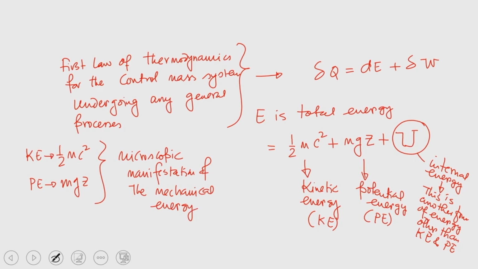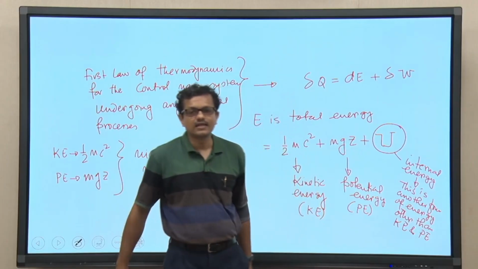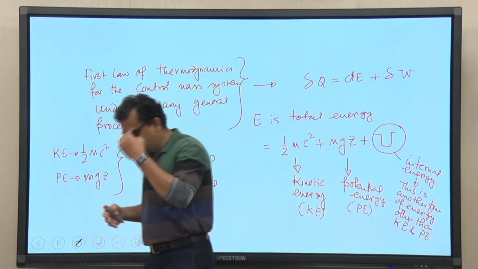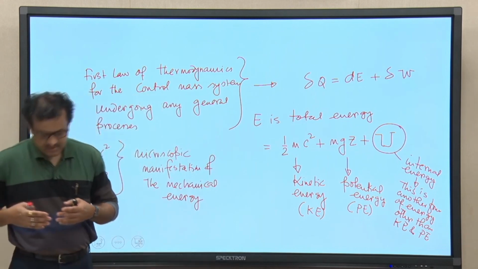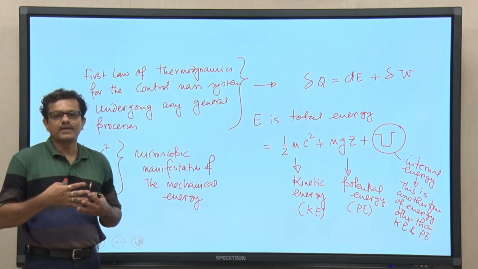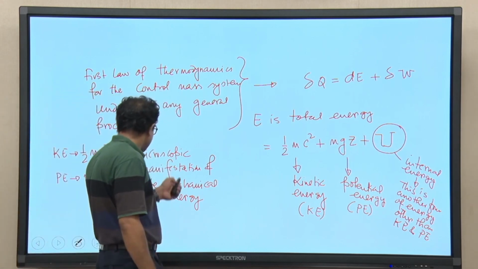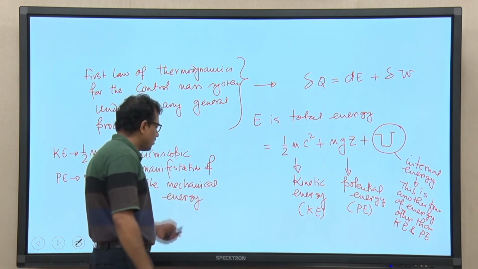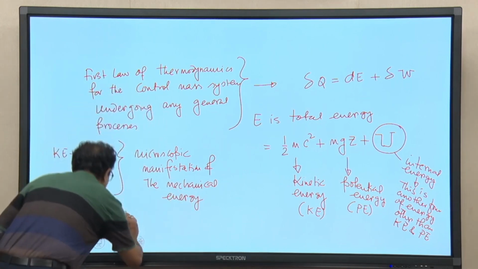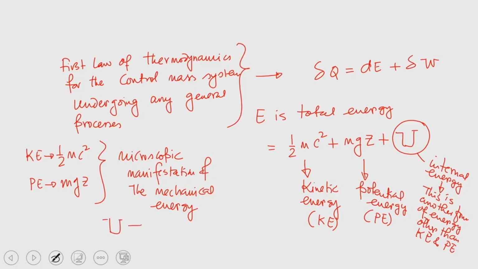Whereas this fellow is internal energy, and that is nothing but the intermolecular form of energy due to the molecular rearrangement. I will give you an example. So, this is the microscopic manifestation of the mechanical energy, whereas this U is the intermolecular energy, essentially due to the molecular rearrangement.